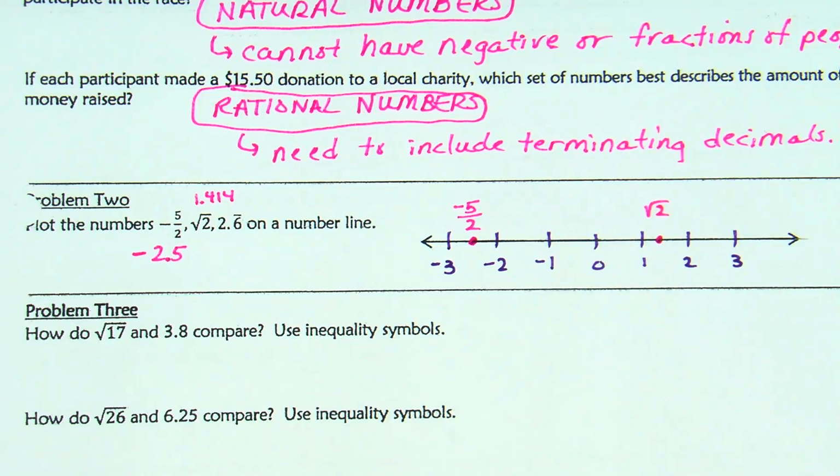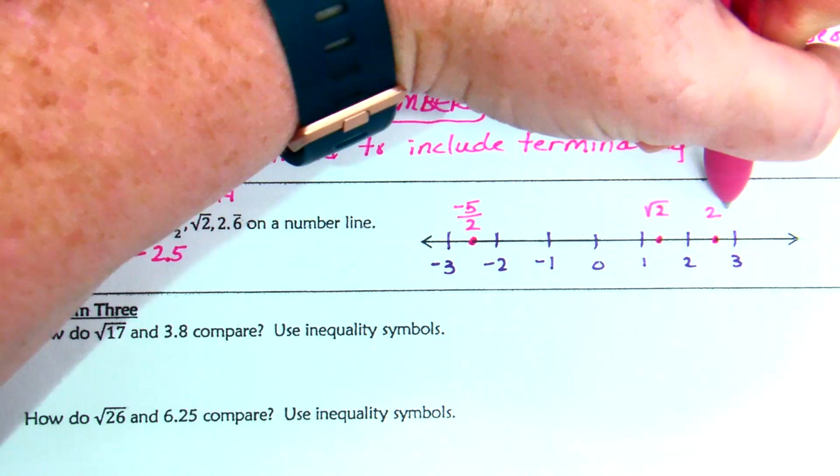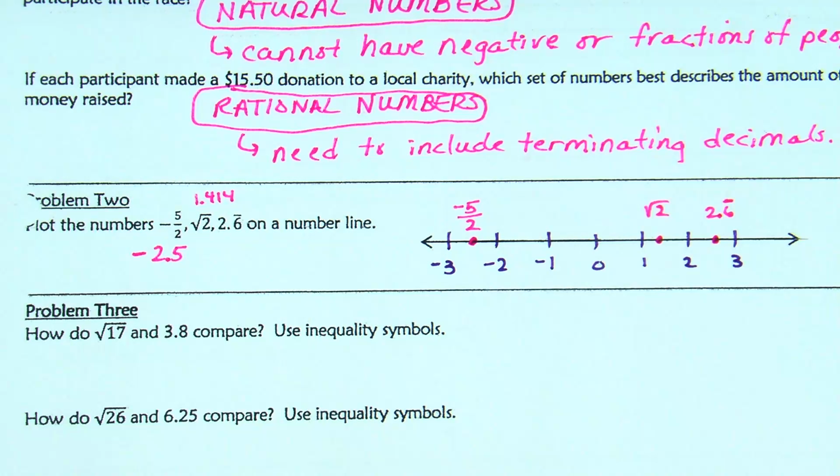And 2.6 repeating? In between 2 and 3, closer to 3 than to 2. Okay.